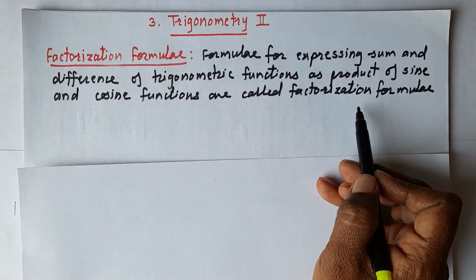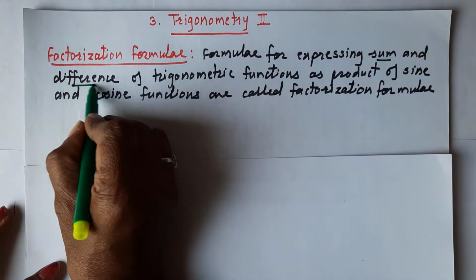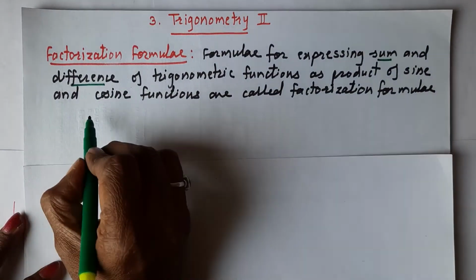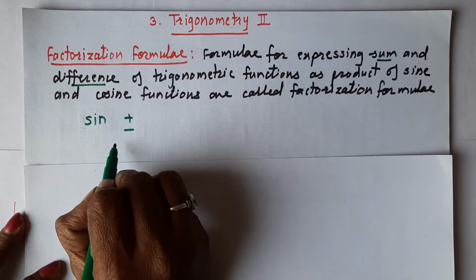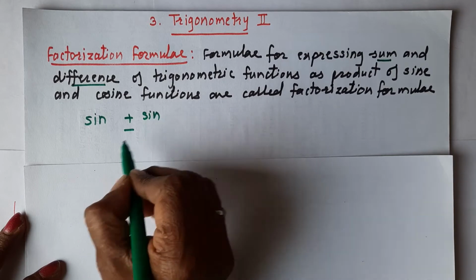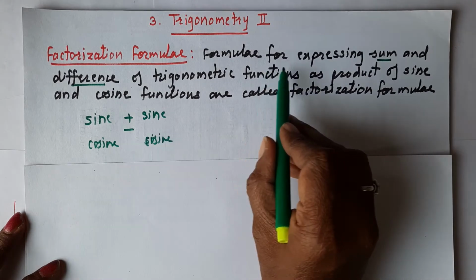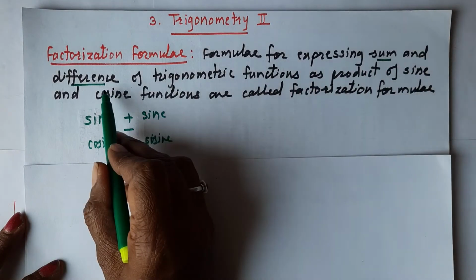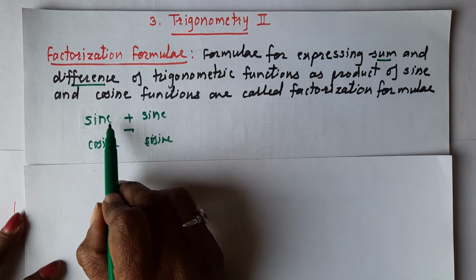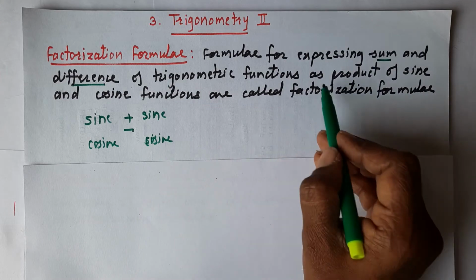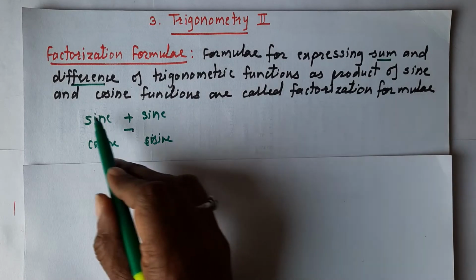What is meant by this? See here, formulae for expressing sum and difference means if there is addition or subtraction of sine or cosine functions, that is addition or subtraction of trigonometric functions, either sine or cosine, we have to express this as product of sines and cosines.